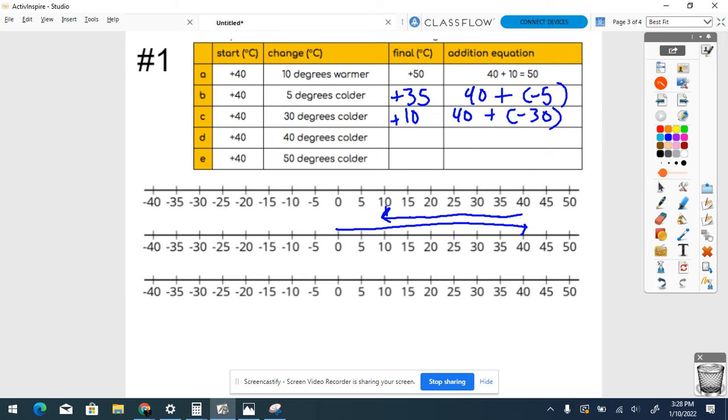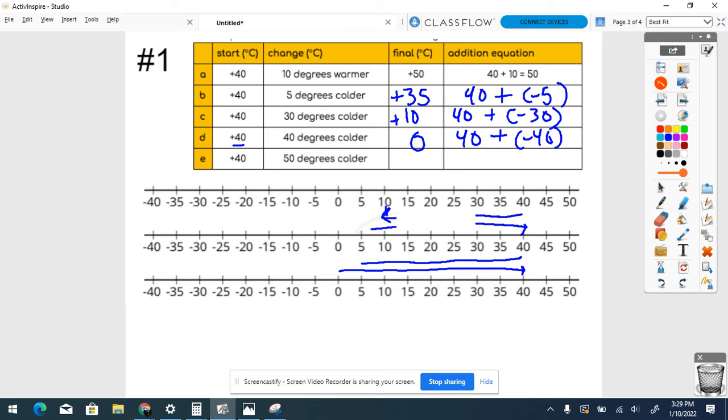Letter D. Once again, I'm starting at 40. I know it's going to be addition. I'm going to go 40 degrees colder. Well, if I'm going colder in temperature, I'm going to go down, which means I'm going to get closer to 0, which means towards the negatives. So I'm going to add negative 40. So if I'm at 0, I go to 40. Now I'm going to add negative 40. Well, let's count. 5, 10, 15, 20, 25, 30, 35, 40. And if I add negative 40, I finish at 0.